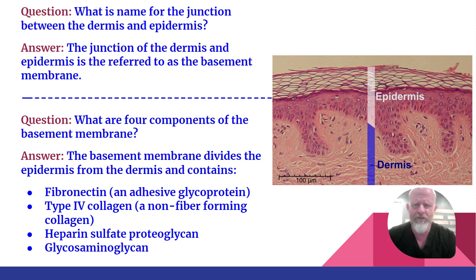What are the four components of the basement membrane? So the answer is the basement membrane divides the epidermis and the dermis, like we said. And it's made up of fibronectin, which is an adhesive glycoprotein, type 4 collagen, which for the most part is actually found almost entirely in the basement membranes of the skin, and then heparan sulfate proteoglycan and glycosaminoglycan. So those are the four different things that make up the basement membrane, which separates your epidermis from the dermis.